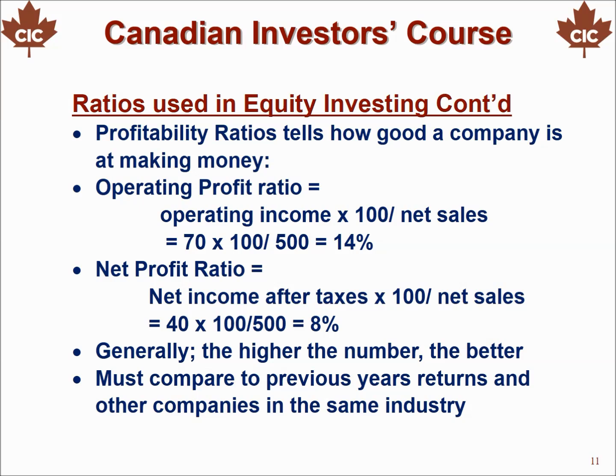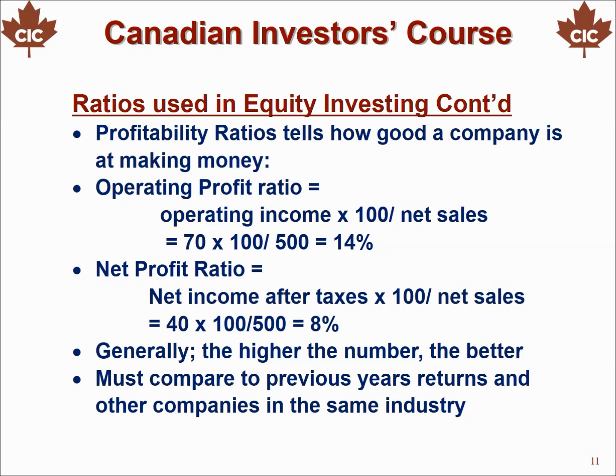So let's look at some profitability ratios, see how good the company is at making money. The operating profit ratio is the operating income times 100 divided by net sales to give again a percentage. So the operating profit ratio here is 70, the operating income, times 100 divided by 500 is 14%. So that means the operating profit on the company is 14%. The net profit ratio is the net income after taxes times 100 divided by net sales, in this case 8%.